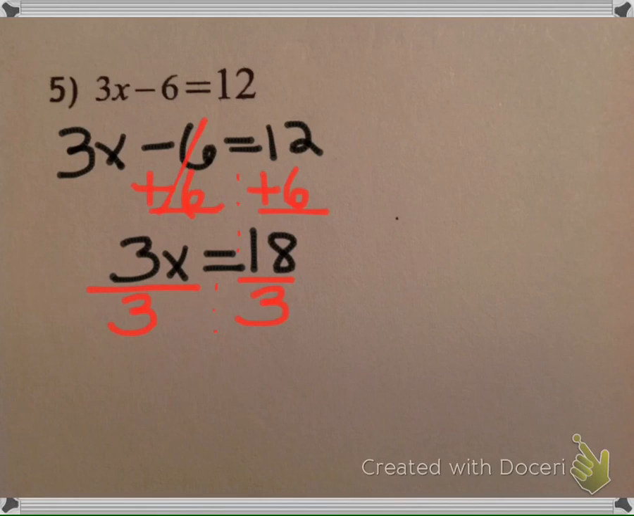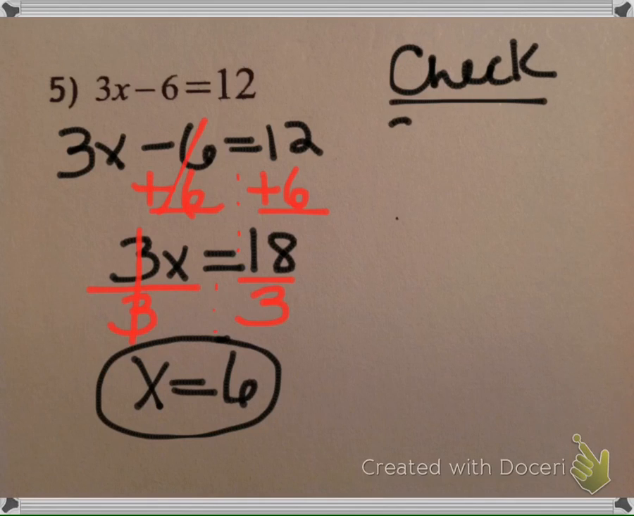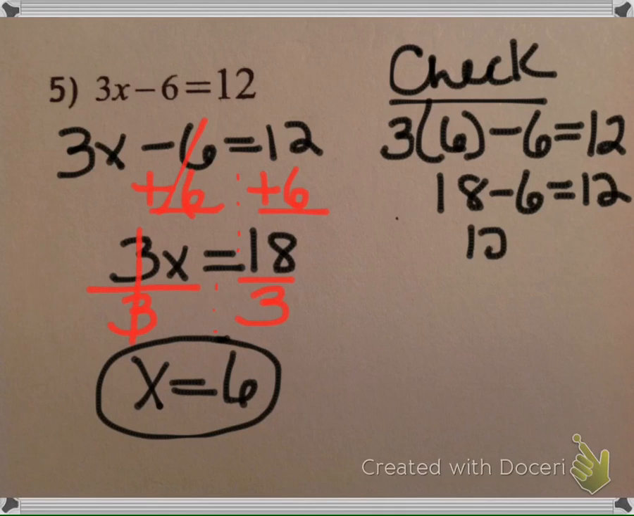And 3 divided by 3 cancels out. I'm left with 1x, or just x. 18 divided by 3 is 6, so x equals 6. Okay, let's do a check on that, make sure it's correct. 3 times 6 minus 6 equals 12. 3 times 6 is 18. 18 minus 6 equals 12, so 12 does equal 12. We're good.